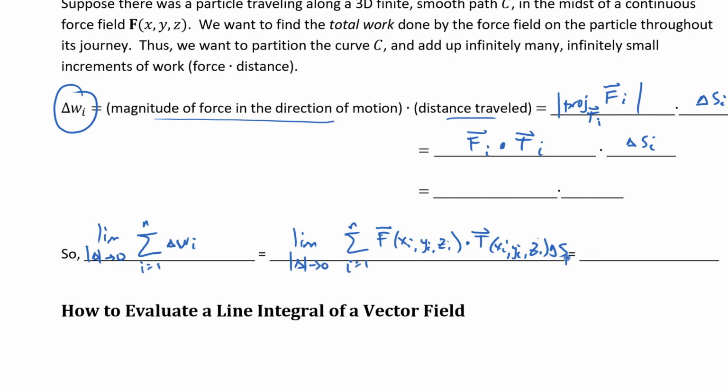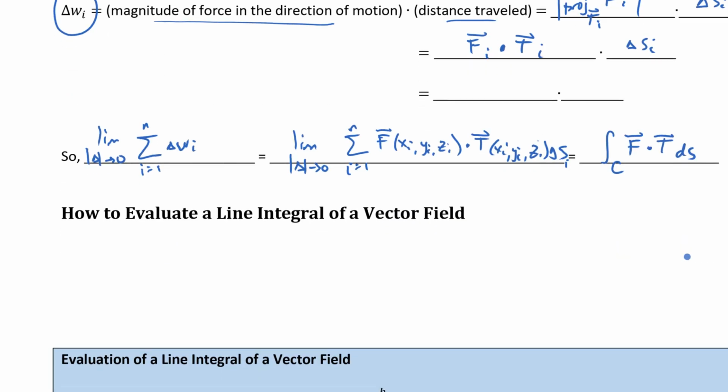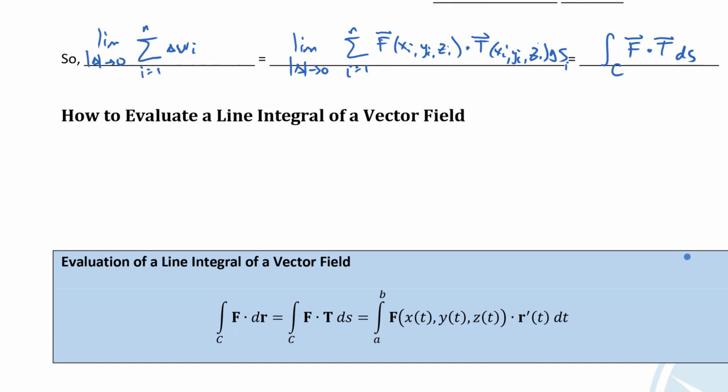And if we add all of those up, we get an integral, and it's an integral over the curve. So it is a line integral over the curve of the dot product of the force vector field, the force, with the tangent vector ds. Okay, take a deep breath. We need to know how to calculate this, how to actually evaluate this, because we don't know what is F, what is T? So let's talk about how we can actually evaluate the line integral of a vector field.